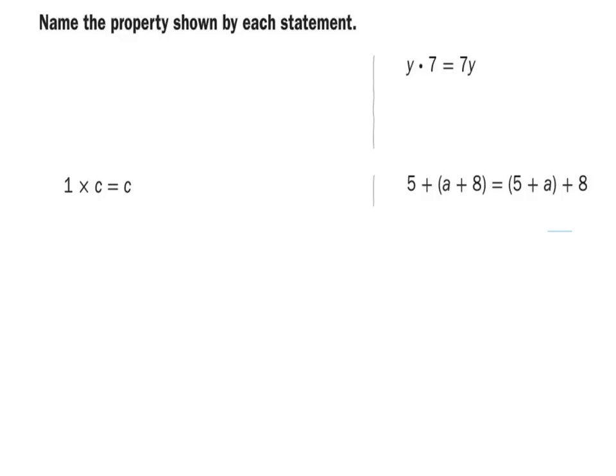All right, name the property shown. Let's look at this one right up in here. y times 7 equals 7 times y. What property would this be? Are there any 0s or 1s? No, so it has to be commutative or associative. Which one is it? Jess? Commutative, because it doesn't change the order.